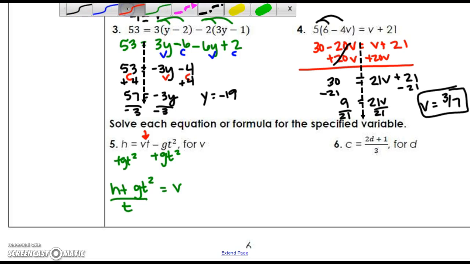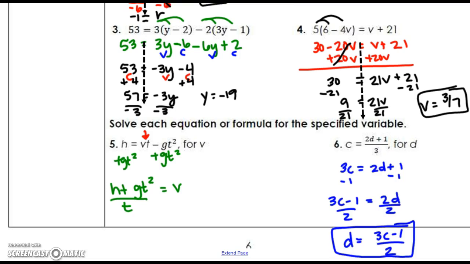So go ahead and try number 6 on your own. Don't get too frustrated. Again, start with the 3. Undoing division with multiplication. Then undo the plus 1. Then undo the 2. And try that to get the D by itself. Check when you're ready. All right, take a look at my steps.